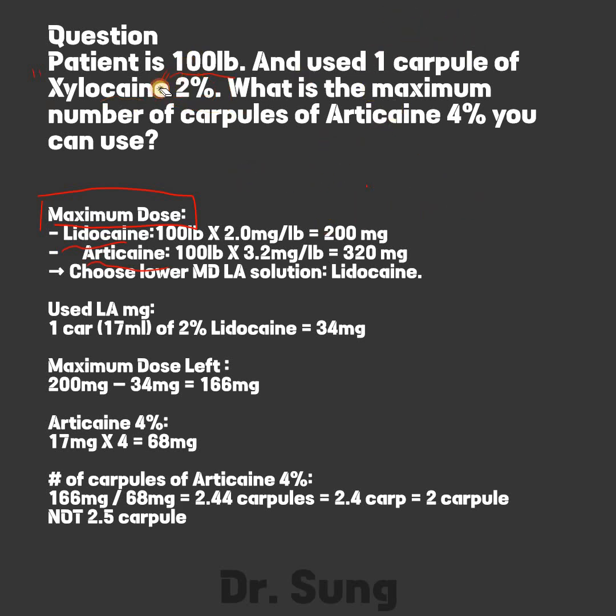Let's calculate with an example. A patient is 100 pounds and used 1 carpule of Xylocaine, 2%. Xylocaine is a lidocaine brand name, and I intentionally used the term Xylocaine because it is not always that you will see lidocaine in the clinic, because many medications are named after the company's preferred name. So Xylocaine, if you see the ingredients, it has the lidocaine.